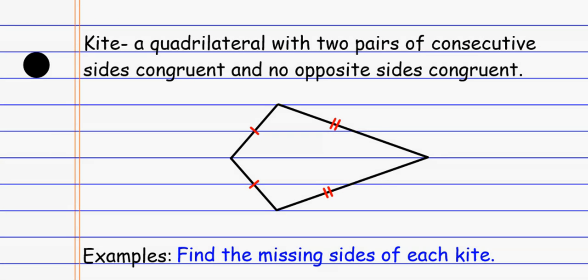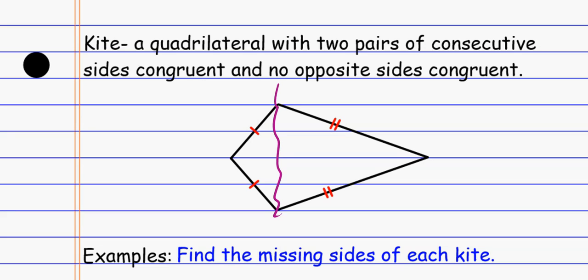All right, so here we're talking about kites, and kites are quadrilaterals, so four-sided figures. Once again, we're still talking about things with four sides, with two pairs of consecutive sides and no opposite sides that are congruent. All right, and so it's almost like we took a rhombus and cut it open, and took another rhombus of a different size and cut it open, and kind of pieced them together.